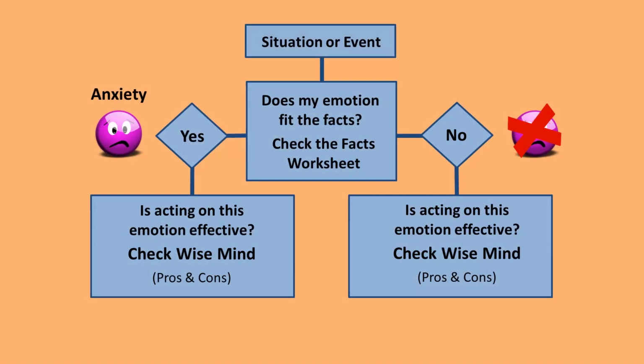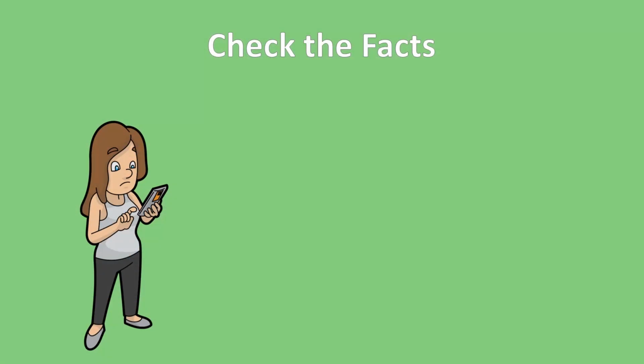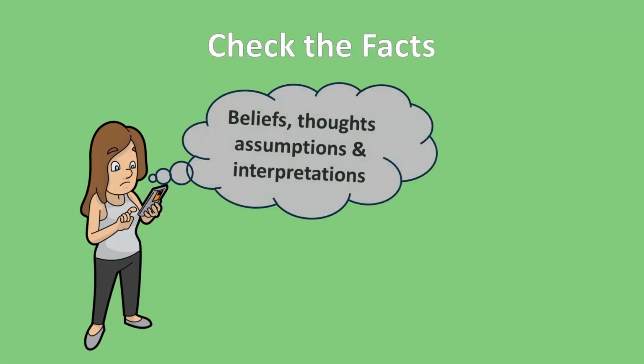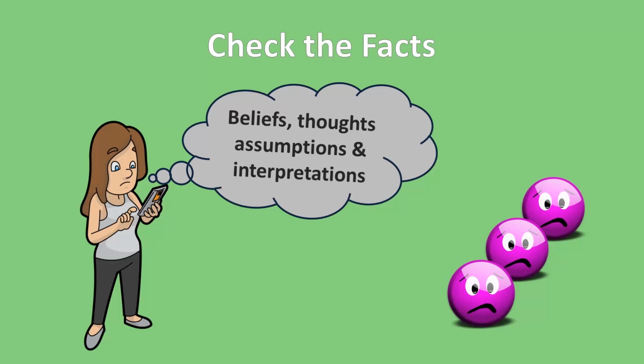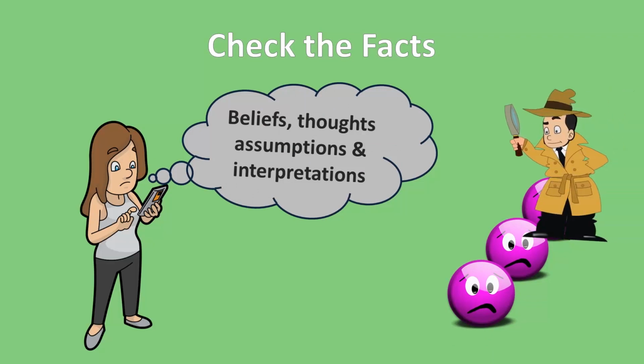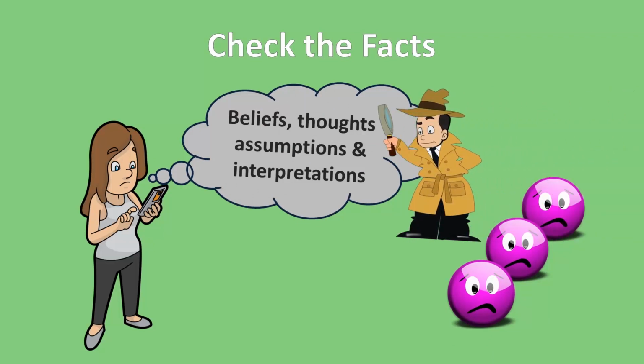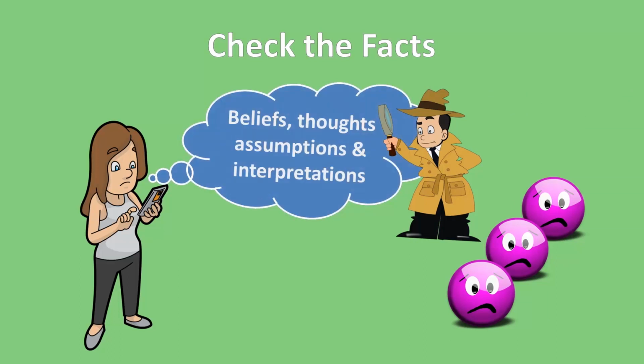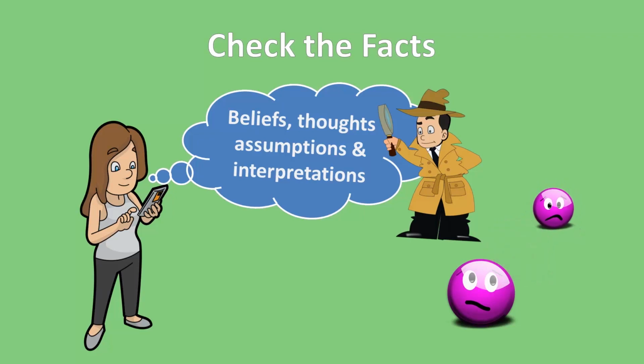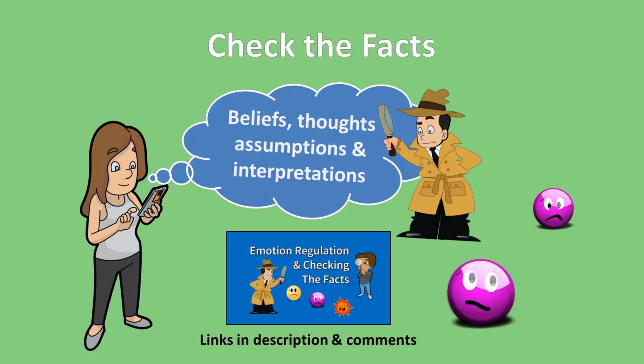So now there are a few different options depending on our answer to the question, is acting on this emotion effective? In DBT, there are 3 main strategies we use to help change unwanted emotions. The first is checking the facts, which involves looking at our thoughts and interpretations of a situation or event to see how accurate they are. And if they're not accurate, we modify these thoughts and interpretations to make them fit the facts better. And when we do this, since our thoughts have such a big influence on how we feel, changing our thoughts results in changes in our emotions as well.